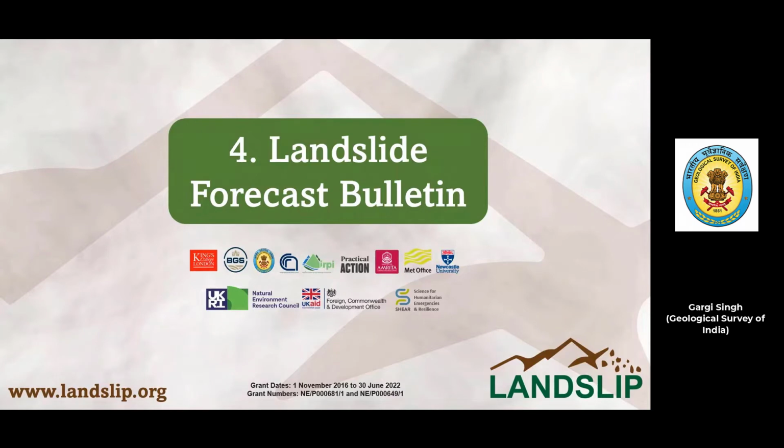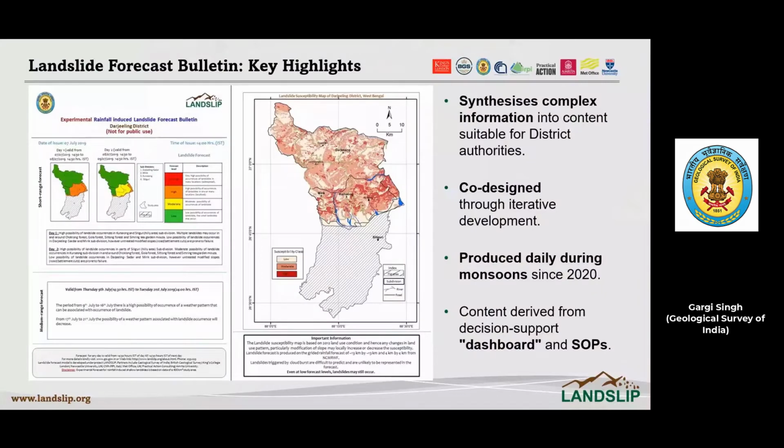Thank you, Sumit. Now I will discuss the Landslide Forecast Bulletin. During this LANDSLIP project, we developed a prototype experimental landslide forecast bulletin. This bulletin synthesizes complex scientific information into easily digestible content for district level authorities. The bulletin was co-designed through iterative development between LANDSLIP partners and district authorities, and it was produced daily throughout the monsoon season for the two pilot locations since 2020.